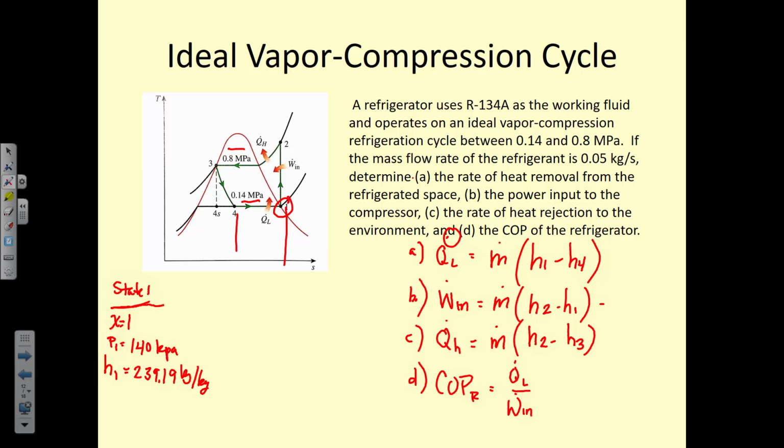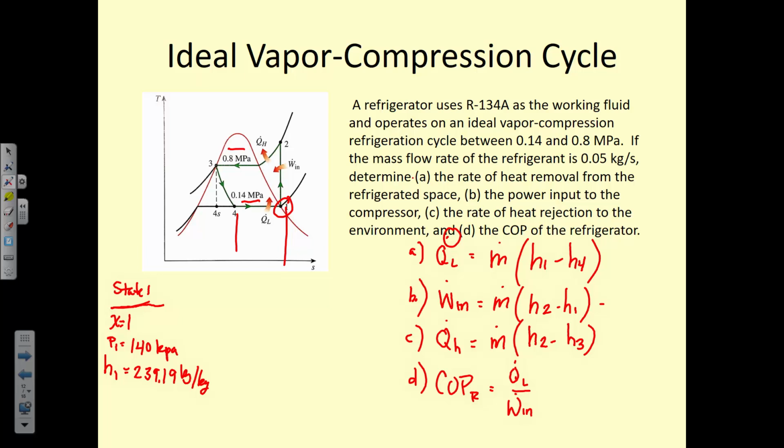So how do you know to use H sub G? How do you know, Blake? It's a saturated vapor. How do you know, Chris? Because X is equal to 1, so that means it's saturated vapor. So the subscript G on the table is saturated vapor. And what's subscript F? Saturated liquid.